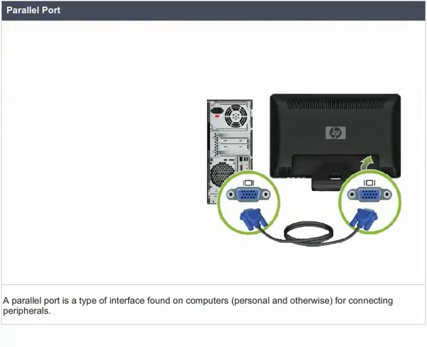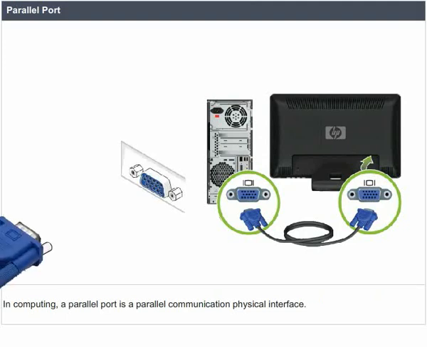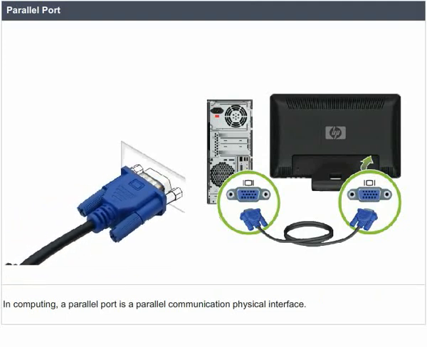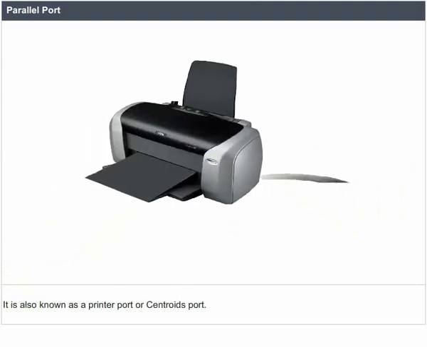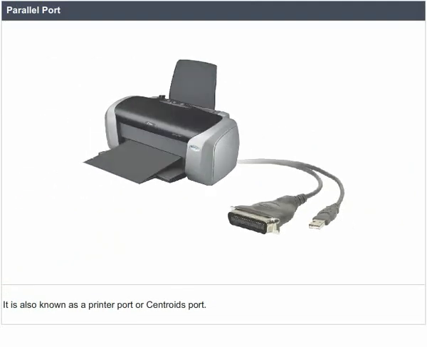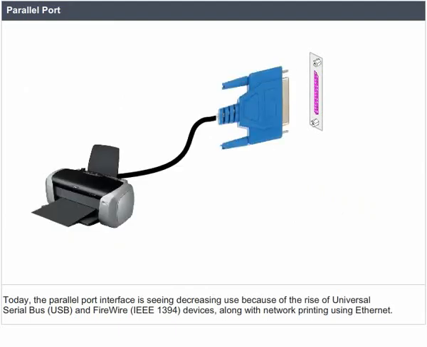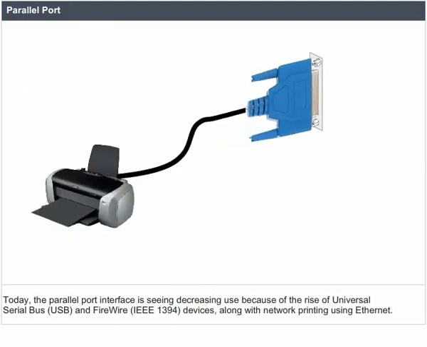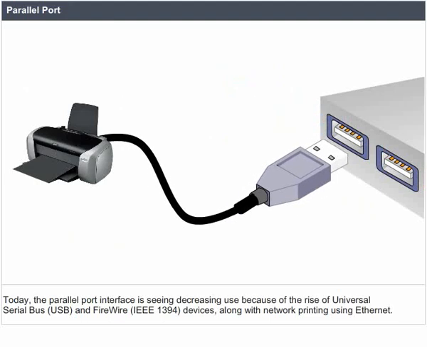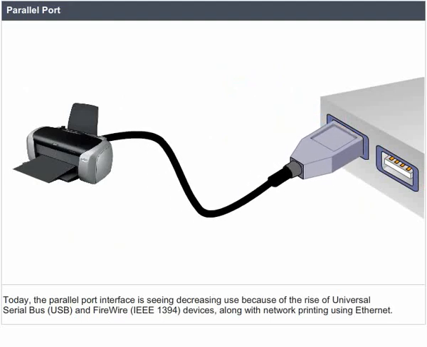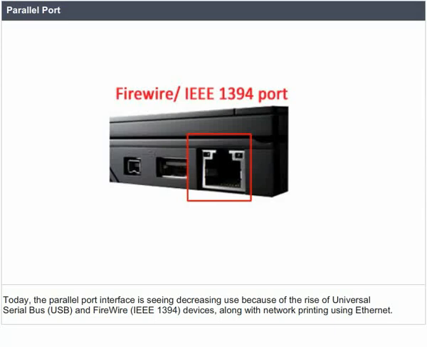Parallel port. A parallel port is a type of interface found on computers, personal or otherwise, for connecting peripherals. In computing, a parallel port is a parallel communication physical interface. It is also known as a printer port or Centronics port. Today, the parallel port interface is seeing decreasing use because of the rise of USB, or Universal Serial Bus, and FireWire IEEE 1394 devices, along with network printing using Ethernet.